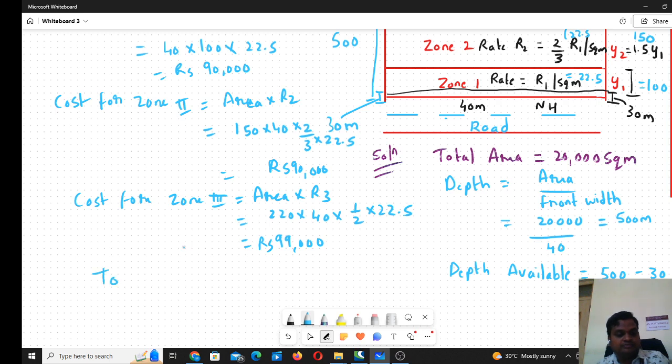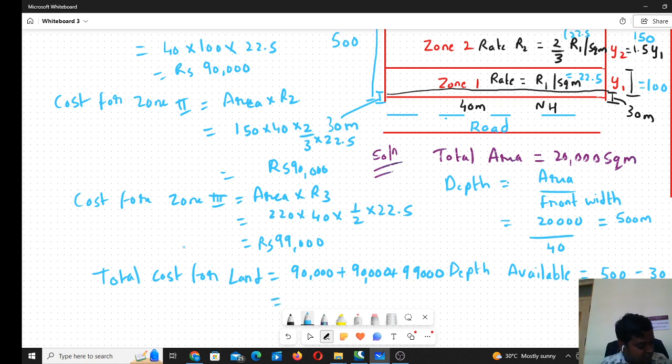Now the total cost of land will be 90,000 plus 90,000 plus 99,000. If you add all this, it comes out to be rupees 2,79,000. So this will be the total cost of the land, right? So this is how the numerical has to be solved.